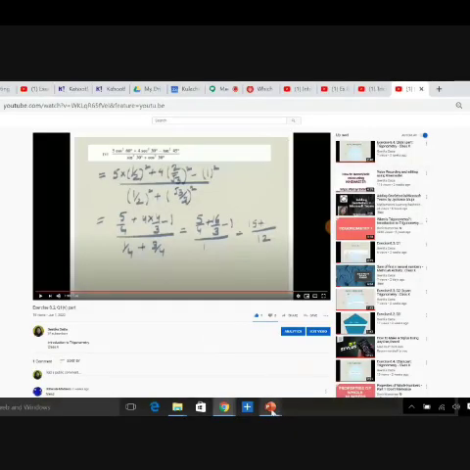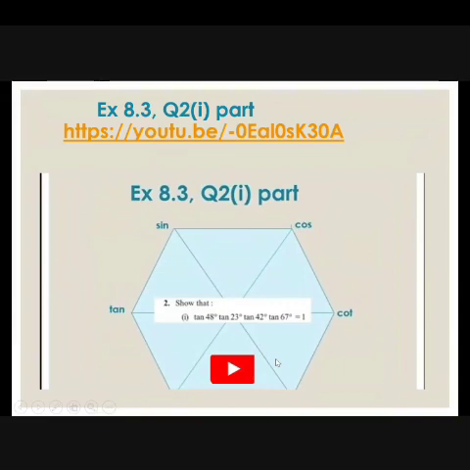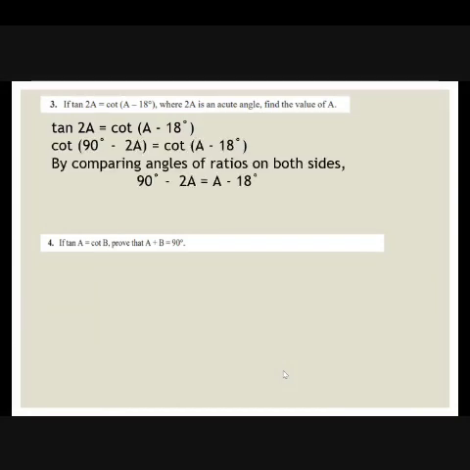Let us come back to the presentation and we get what? We can go ahead now. Similar questions have been done. Now this question I have not put any video. I have just simply explained using the animations. Tan 2a is equal to cot of a minus 18. I have solved it by going step by step.